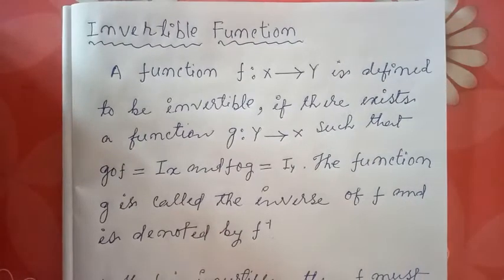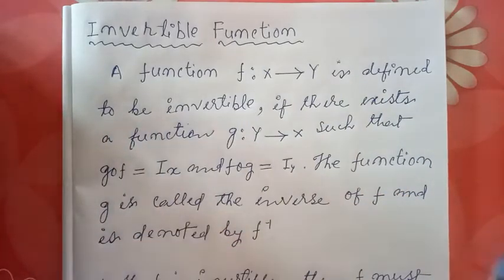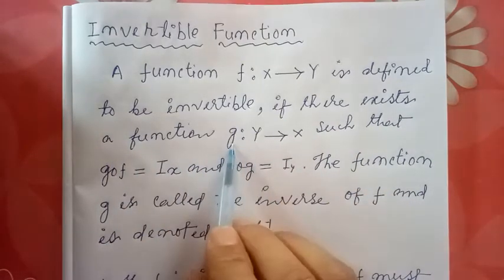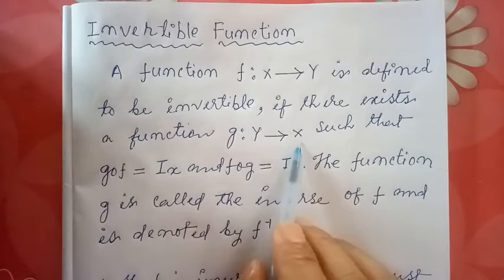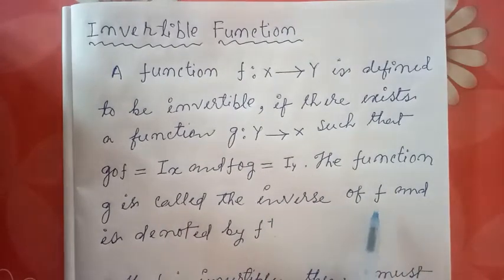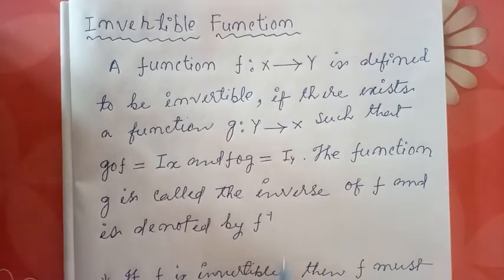So a function f from X to Y is defined to be invertible if there exists another function g from Y to X. Then the function g is called the inverse of f and is denoted by f inverse.